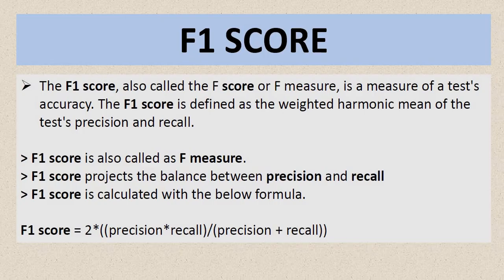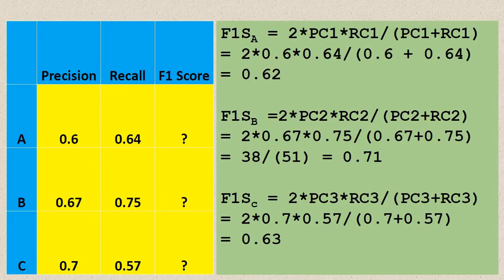The formula for F1 score is 2 into precision into recall divided by precision plus recall, which is the harmonic mean of precision and recall. This is the table. For classes A, B and C, we have already found the precision and recall, which are 0.6, 0.67, 0.7 and 0.64, 0.75, 0.57. Now we'll apply the formula. The F1 score for class A will be 2 into precision of class 1 into recall of class 1 divided by precision of class 1 plus recall of class 1. So you put the values in this formula and you will get the F1 score easily: 2 into 0.6 into 0.64 divided by 0.6 plus 0.64.